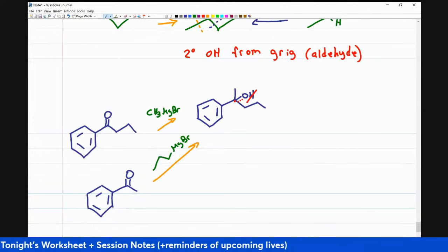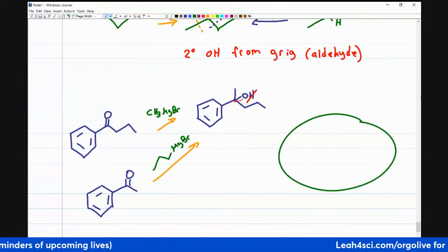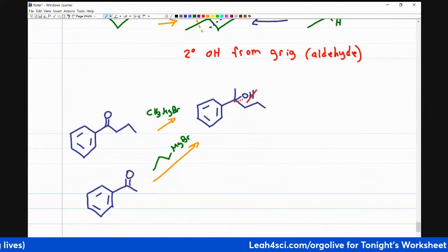And that is what I got. Oh, I meant to draw the other one here. I don't know why I didn't. Whatever. You can still clearly see what's going on.